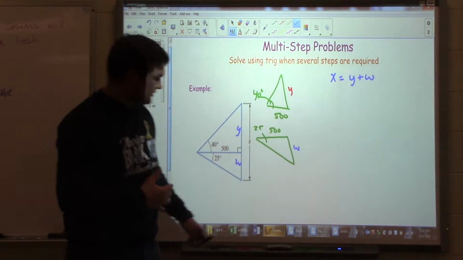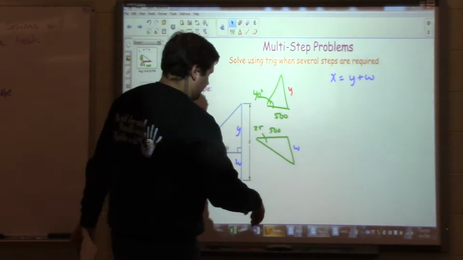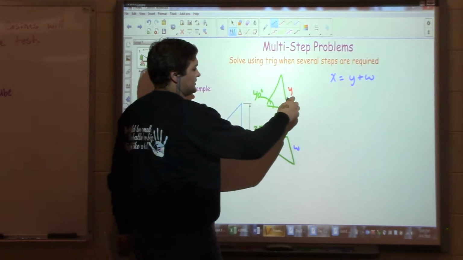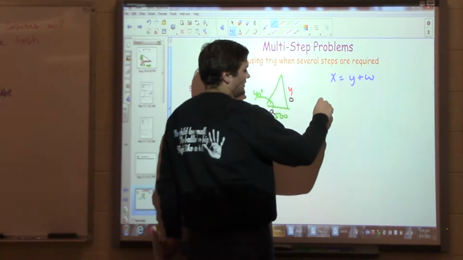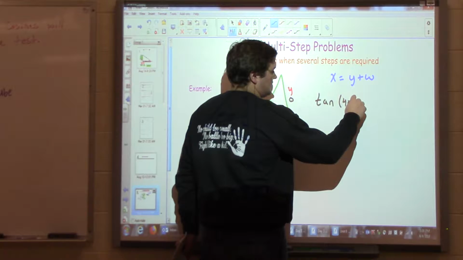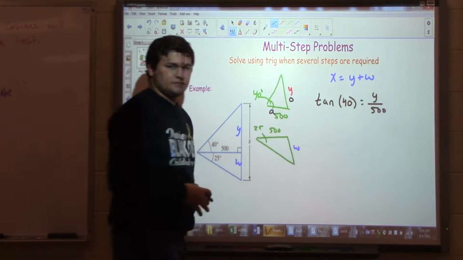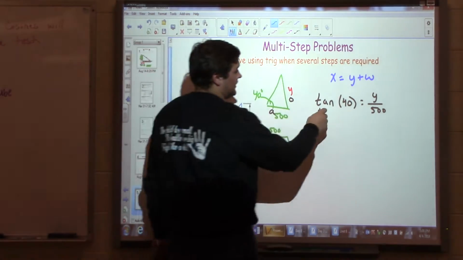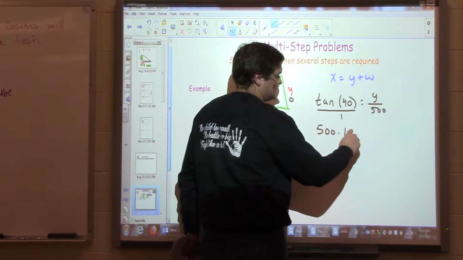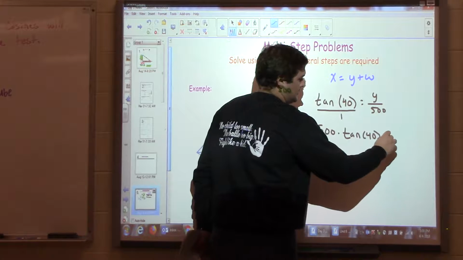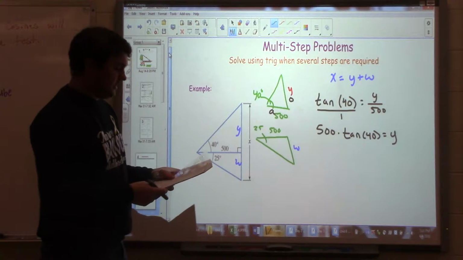Let's solve for y and w. Right? This should be simple trig. We should know how to do this already. So, solving for y. I'm given an angle of 40 degrees. Y is opposite, 500 is adjacent. Opposite and adjacent are going to give me tangent. So tangent of 40 degrees equals y over 500. So cross multiply and solve it. Put this over 1. I get 500 times tangent of 40 equals y. So, just do the multiplication, put it in your calculator.